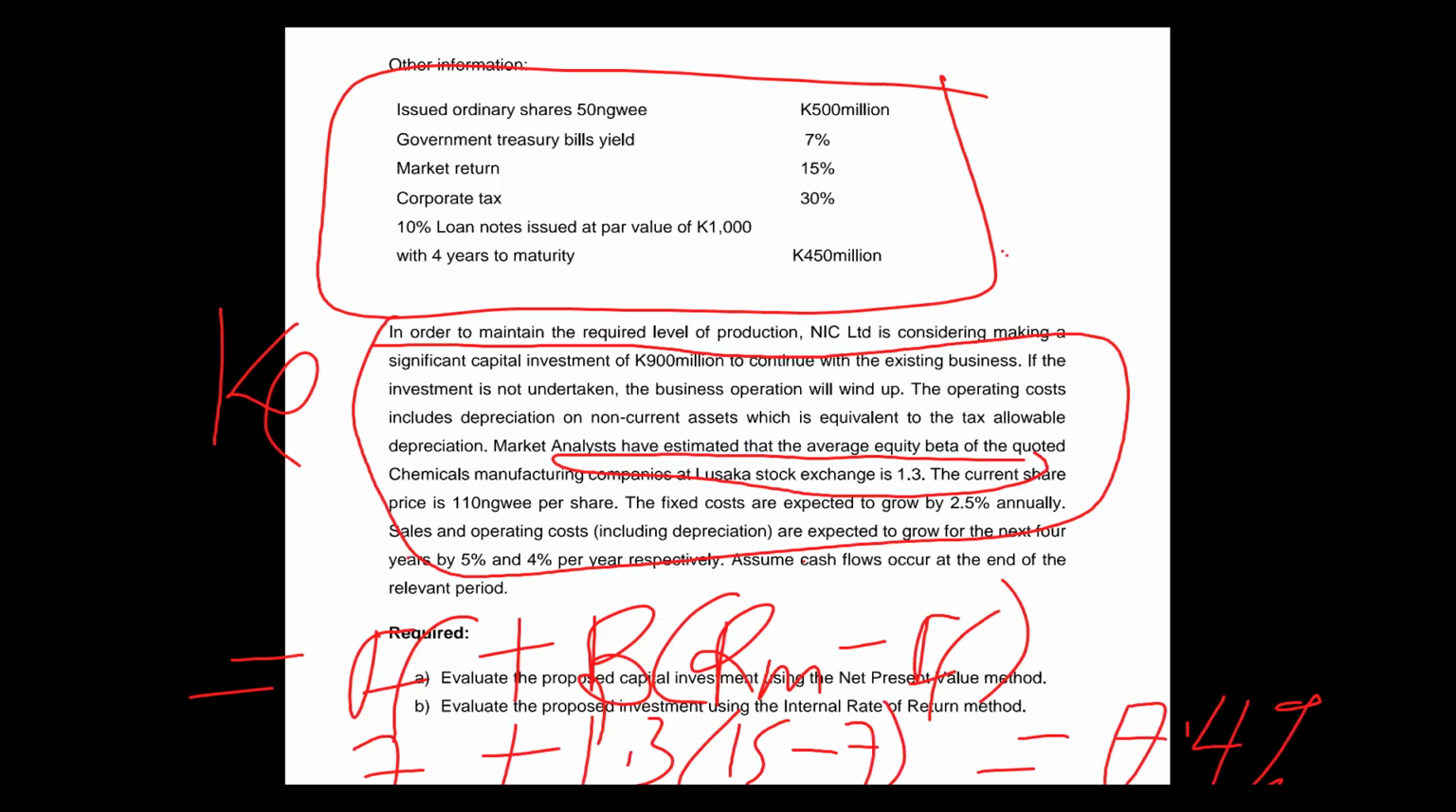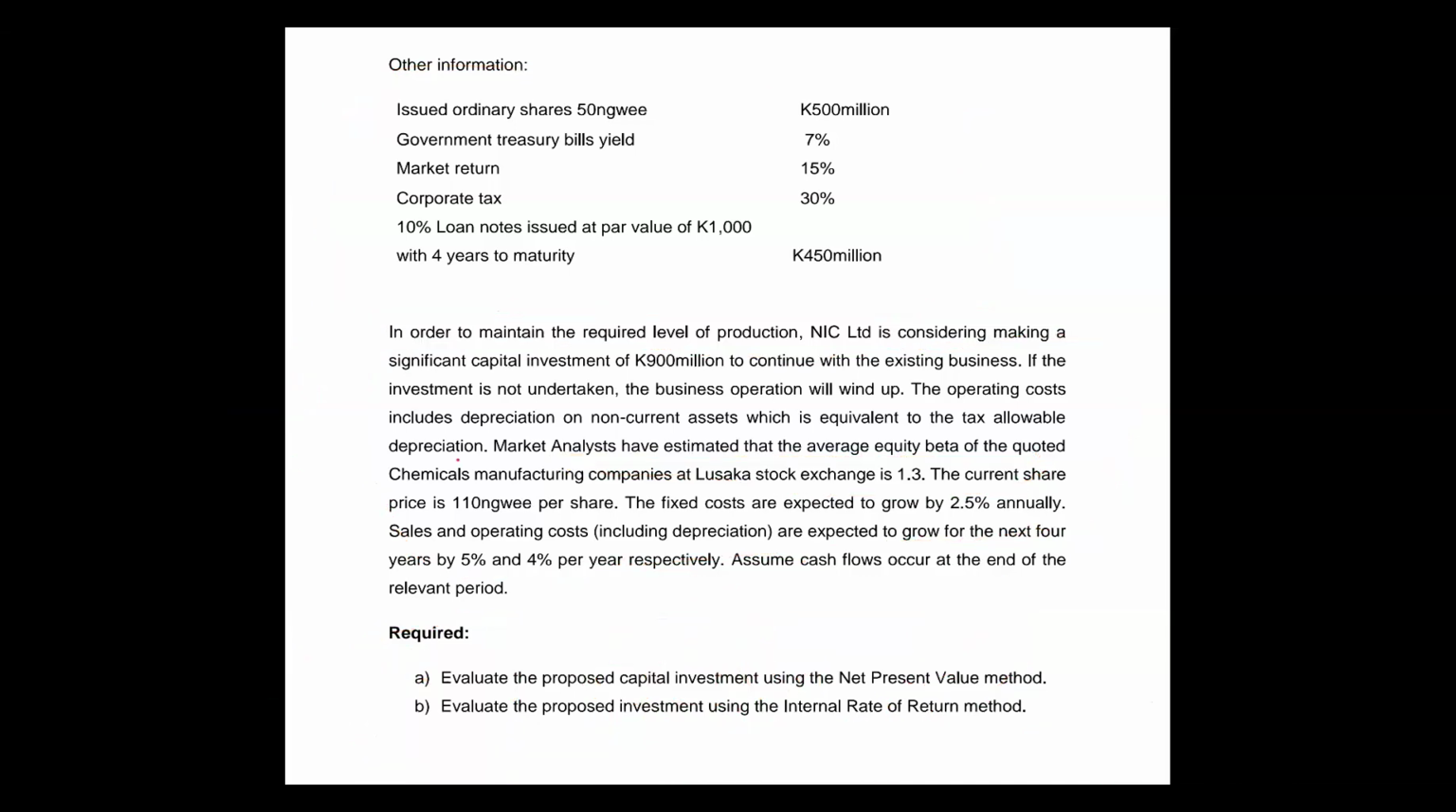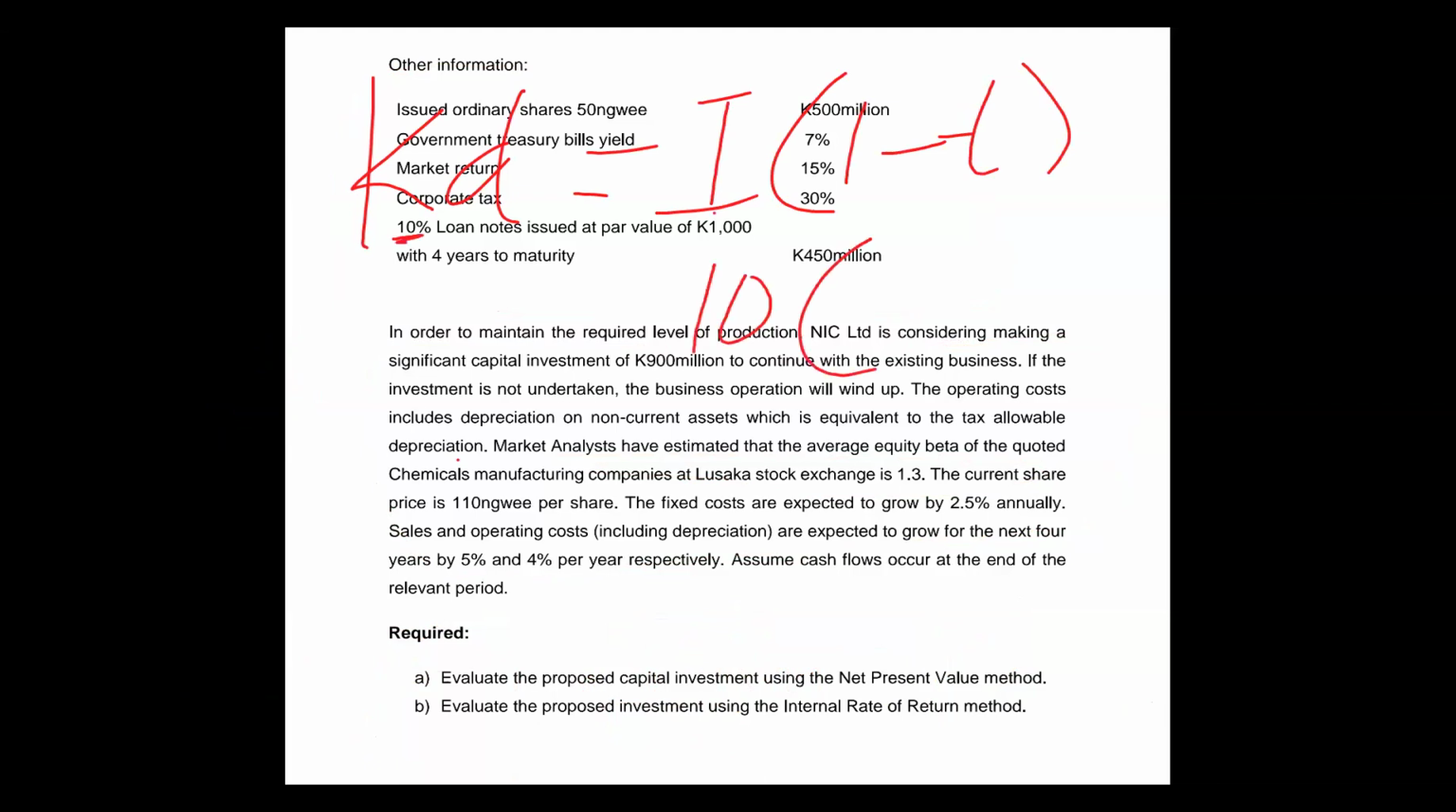What else do we need? We need cost of debt. Let's do cost of debt. How do we find cost of debt? Cost of debt shall equal the interest minus the tax. The interest on debt is 10%, right? 10%, 1 minus the tax rate. What's the tax rate? What's the corporate tax rate?